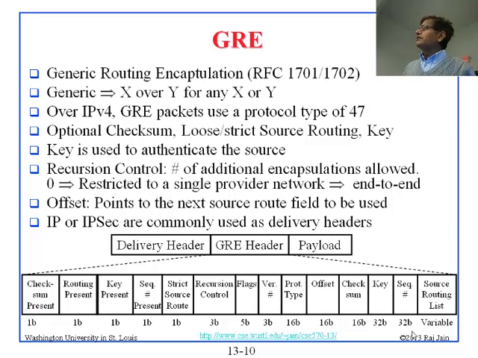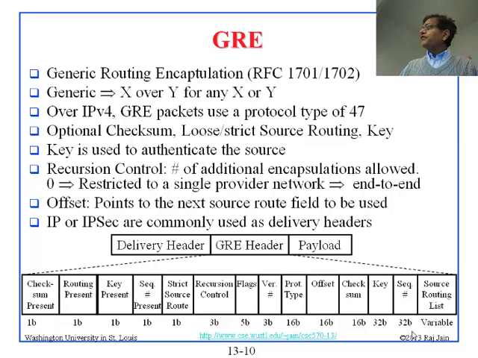This is pretty old. You see RFC 1701, maybe at least 20 years old. So GRE is generic routing encapsulation. Whenever you want to encapsulate anything into anything, this protocol can be used. This is for anything into anything. All right? So it is generic, X over Y for any X or Y.